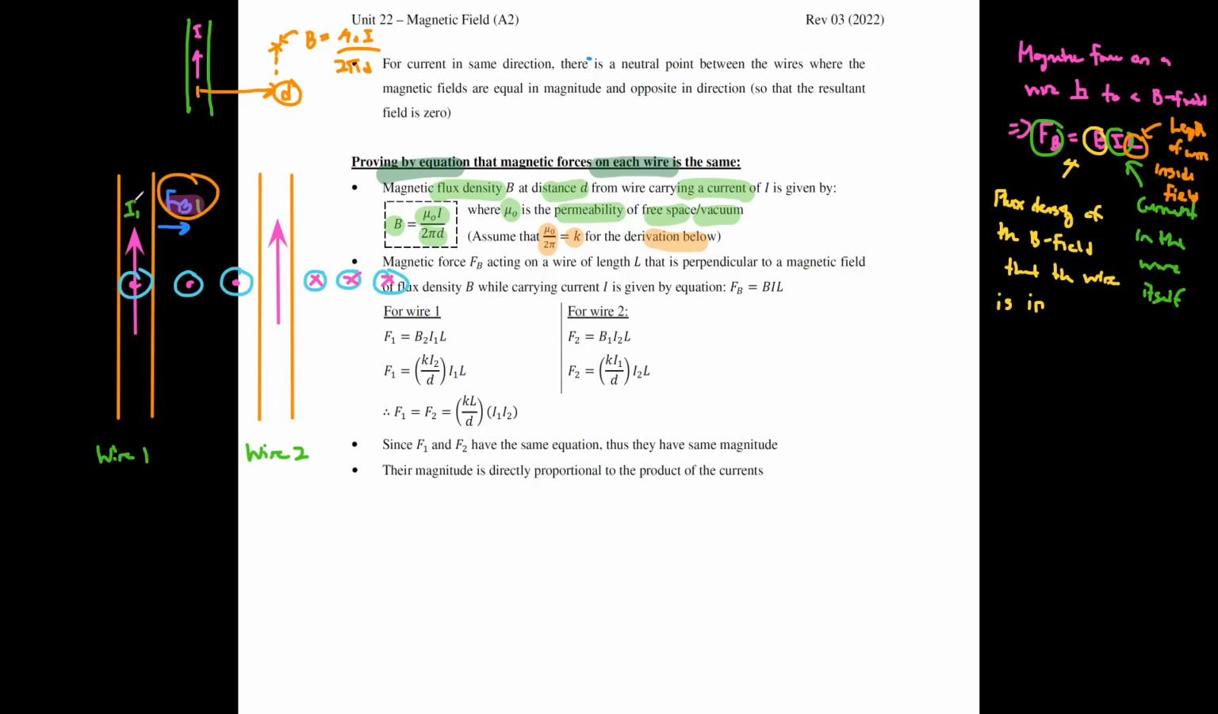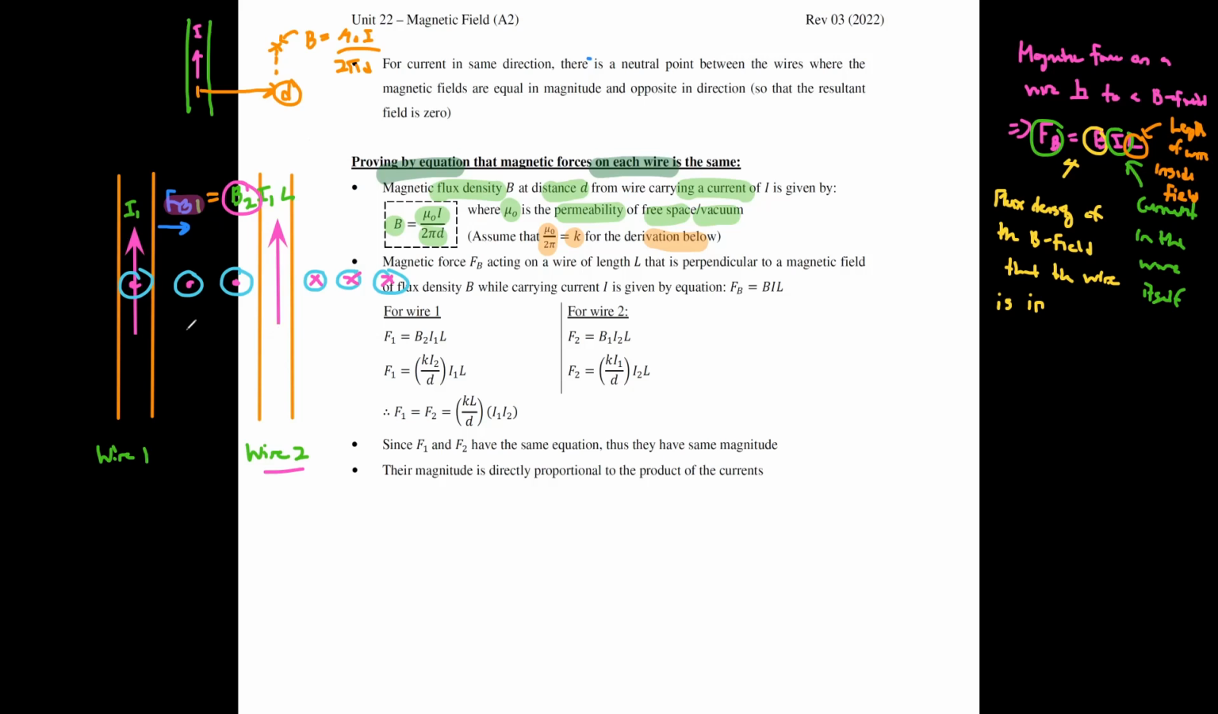So right now, if I wanted to find out the magnetic force acting on wire 1, FB1, it will actually just be equal to B2 I1 times L. Why is it B2? It's because you are inside the magnetic field caused by wire 2. Why is it I1? It's because you're considering the magnetic force on wire 1, so you are going to consider the current through wire 1 itself. So it's B2 I1 L here. Okay, so that is for this part here.